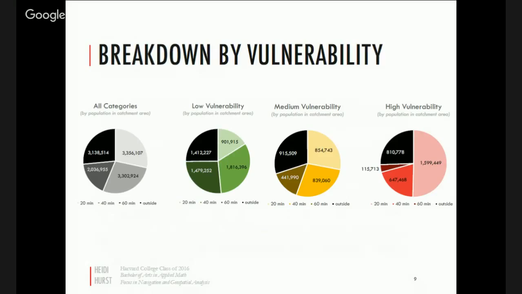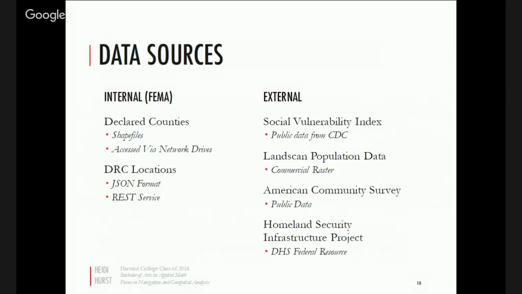That's a great question. So this is for a specific disaster, and I'll go through that in just a second. I would be remiss if I didn't give a nod to the types of data that I used. I used some internal data from FEMA, being the counties and the DRC locations, which I pulled from a REST service, and external data, SVI from the CDC, landscape data, which is so cool, and a couple of other data sources.